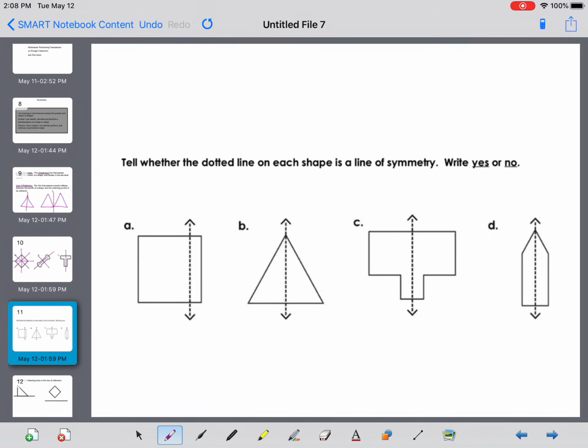Okay, the next thing that you're going to have to do on your worksheet today is identify some lines of symmetry and tell me whether or not they are in fact lines of symmetry. So this says, tell whether the dotted line on each shape is a line of symmetry, yes or no. Okay, so let's start with A. And I'm actually going to get you to pause the video again here and just think about the answer to each one of them before I tell you what it is. Okay, so take a minute and pause.